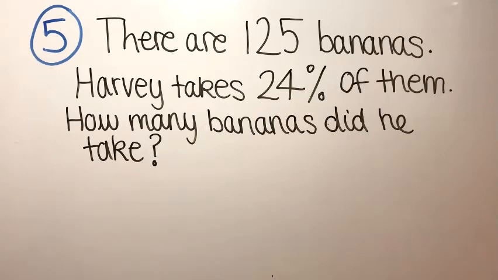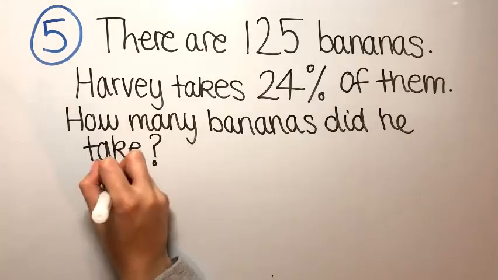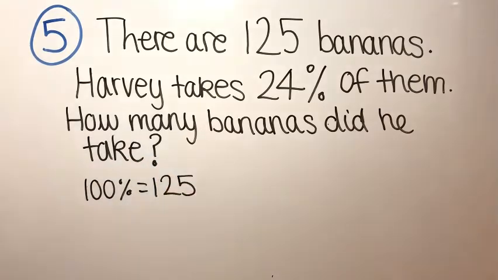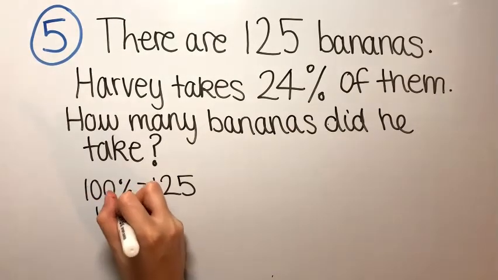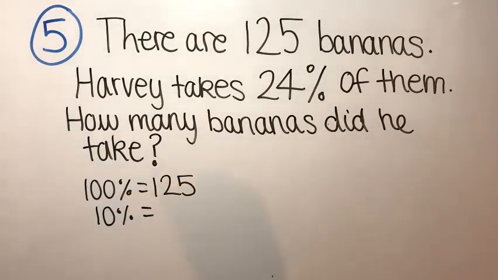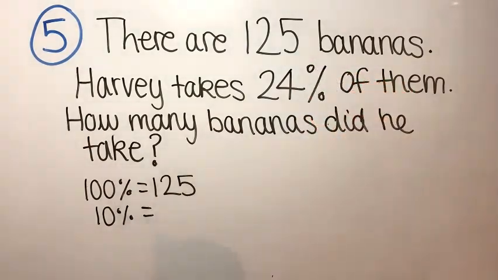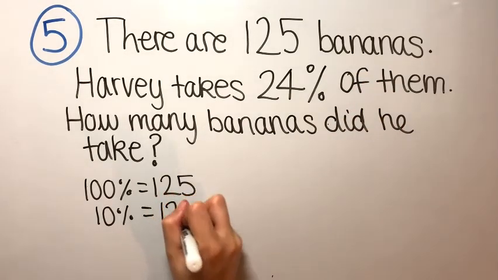Question 5. There are 125 bananas. Harvey takes 24% of them. How many bananas did he take? Well, 100% of the bananas is 125. We're going to start off by working out what 10% is. And to do that, we divide our number here by 10. What we do is move the decimal place along 1 point, which will give us 12.5.